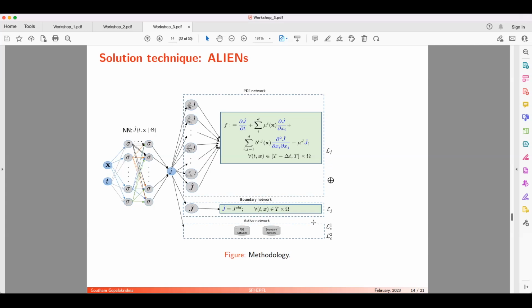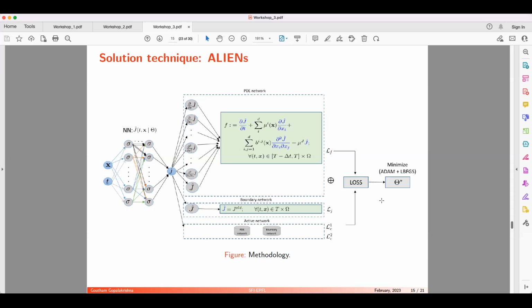If you have active points, you can also do that. You can also repeat the same thing in the active points. And all you have to do is just aggregate all the loss components and then minimize this aggregated loss using Adam optimizer.